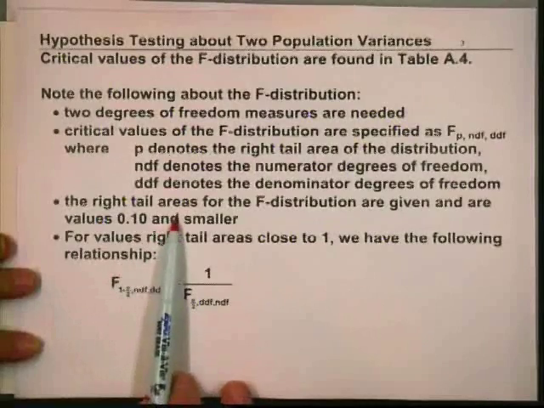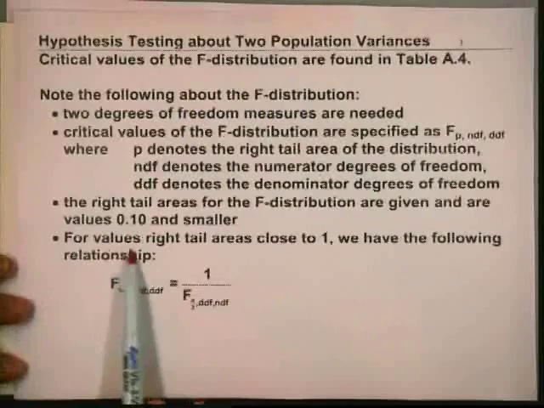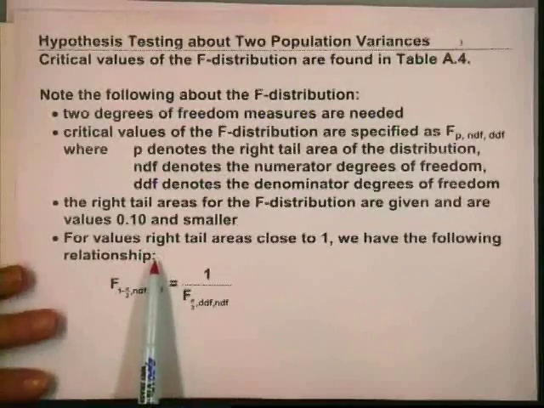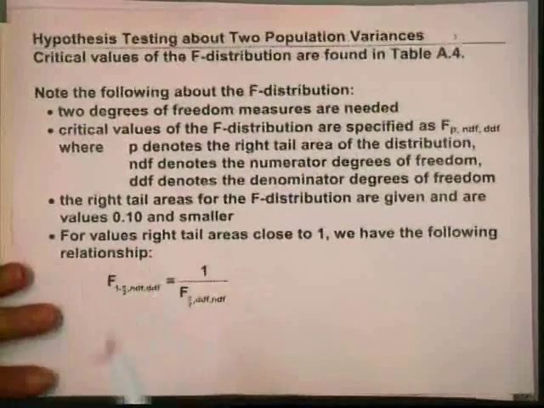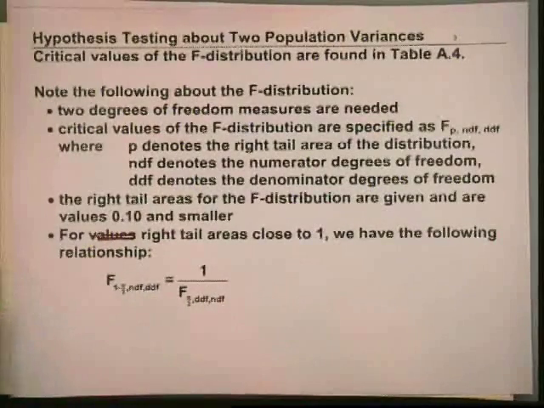That doesn't read real well there, does it? Right tail areas for the F distribution are given. All right. For values, right tail areas, how about for right tail areas close to 1, we have the following relationship.